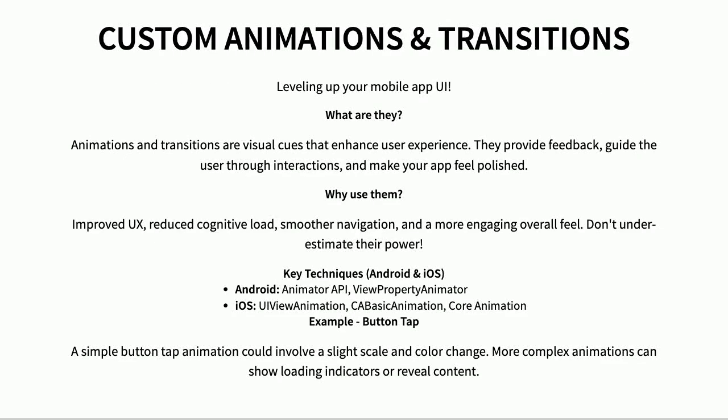Okay, so let's talk about adding some flair to your mobile app, specifically animations and transitions. These aren't just fancy effects, they really improve how users experience your app. Basically, animations are like visual feedback when something happens, and transitions help smoothly guide the user between different screens or elements. Android uses the Animator API and View Property Animator, while iOS leans on UIView Animation and Core Animation.